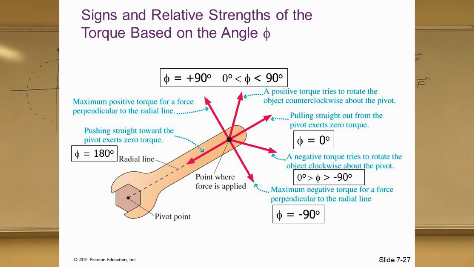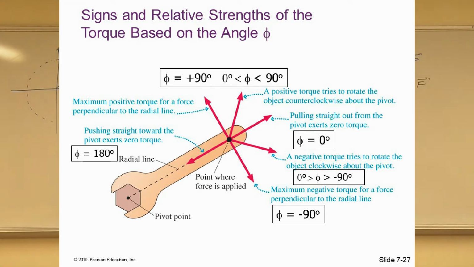This is a slide that goes through that idea. Again, there's a lot on this slide, so take your time. Key points here, though, are that if I'm pulling straight out of the pivot, that's phi equal to 0 degrees, the torque is 0. Also, I could push radially. That would be phi equal to 180 degrees. And again, I get 0 torque.